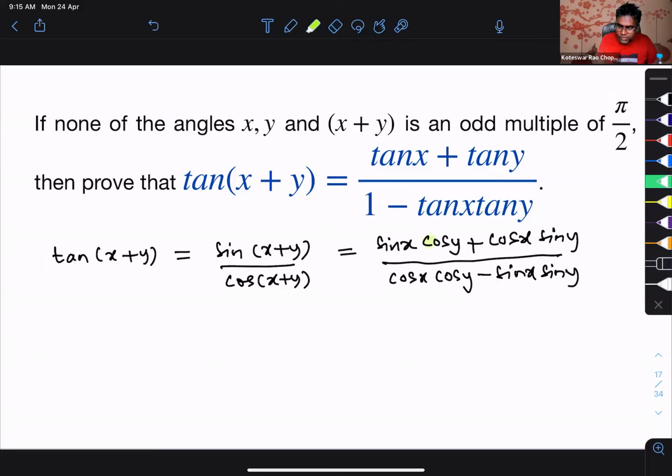And why am I saying that x, y, and x plus y cannot be odd multiples of pi by 2? Because of this reason. If you look here, we are dividing by cos x, since tan x is actually sin x by cos x. So you can't divide by 0. So when are your cos values 0? When the input is an odd multiple of pi by 2. So even here. That is why none of these angles must be odd multiples of pi by 2.